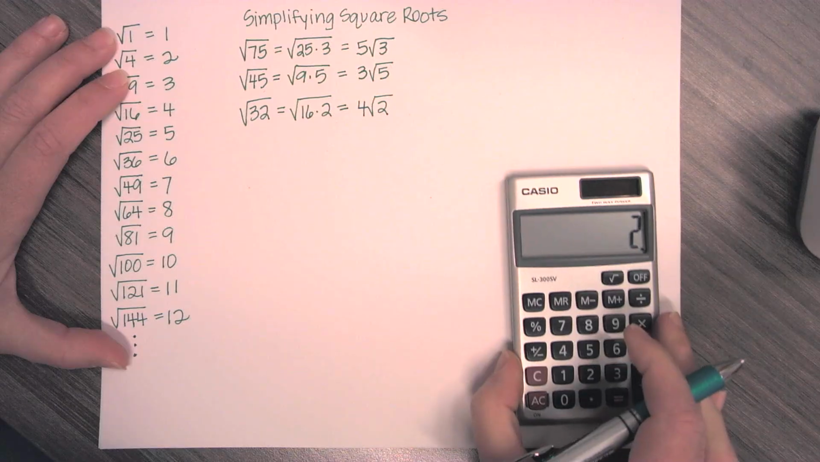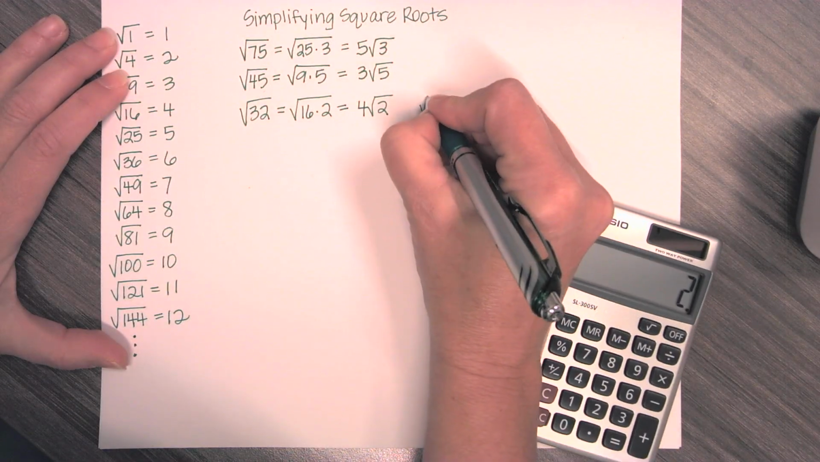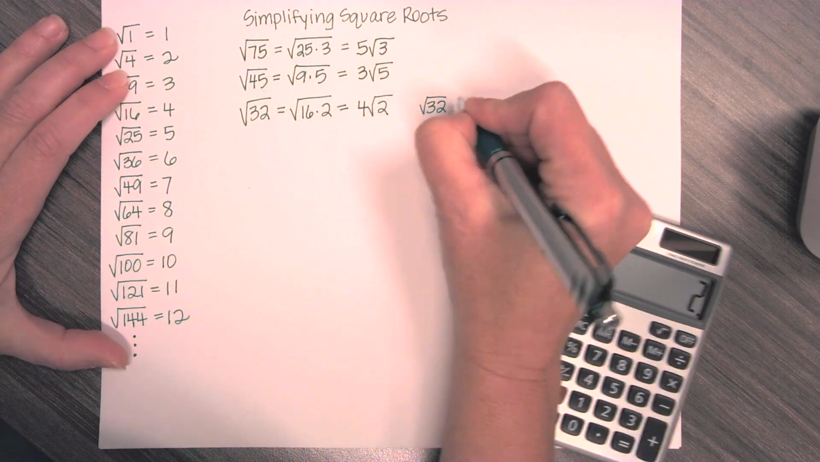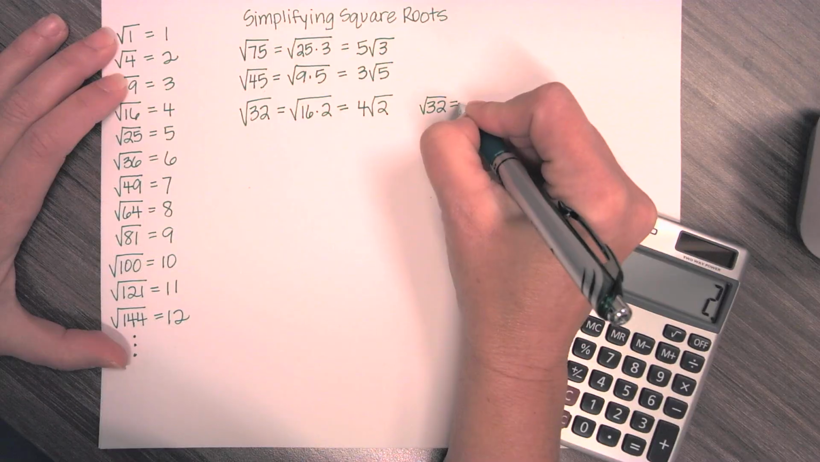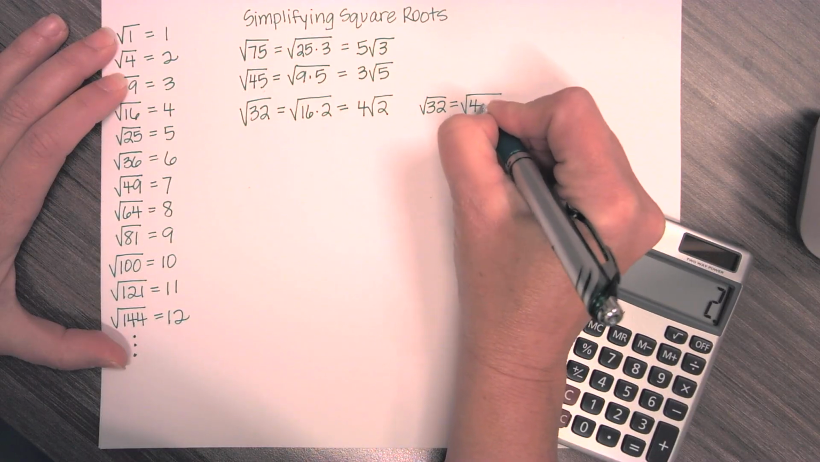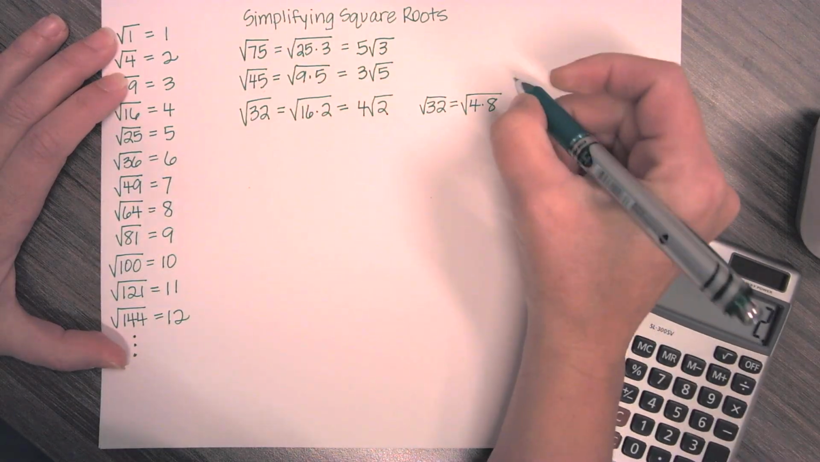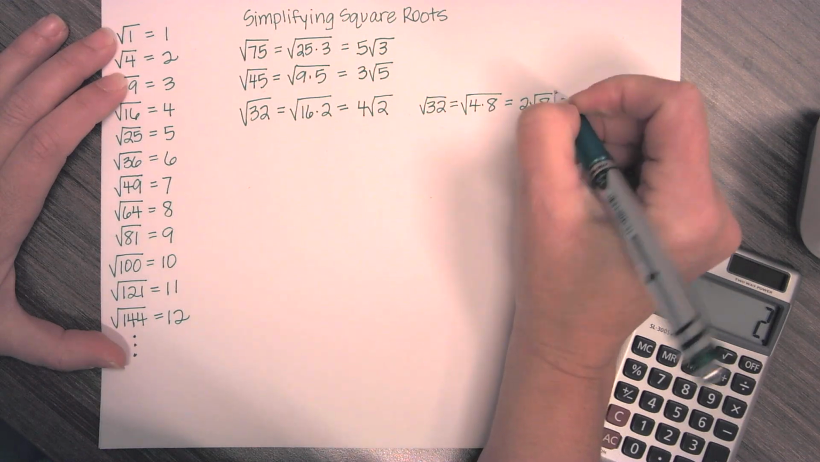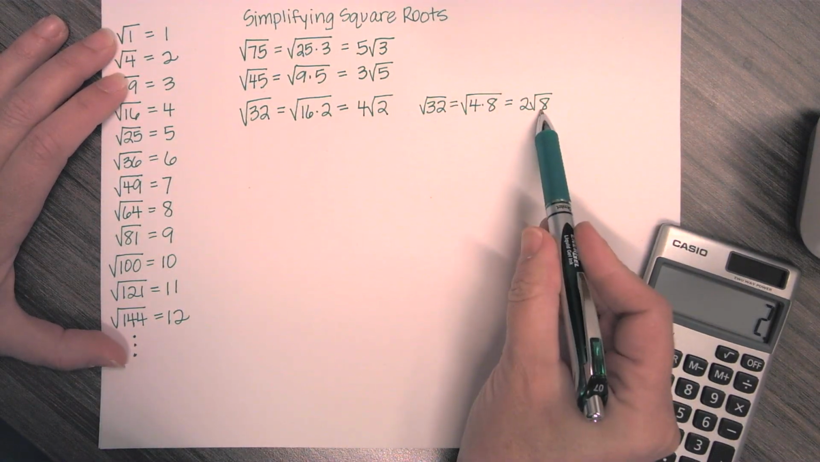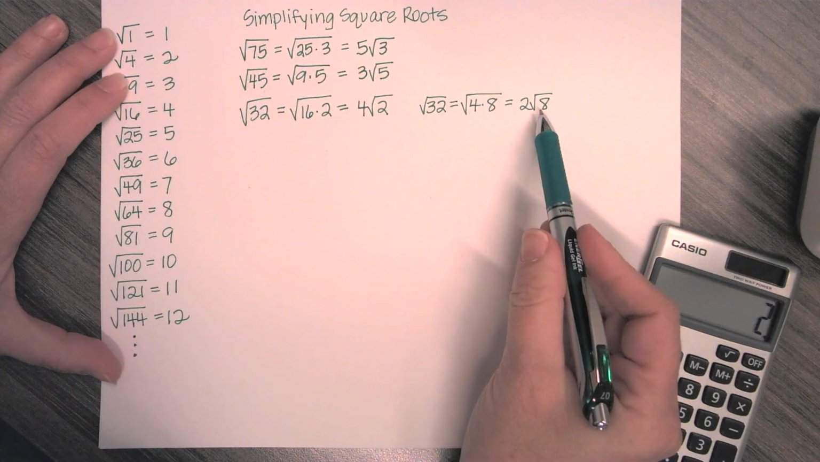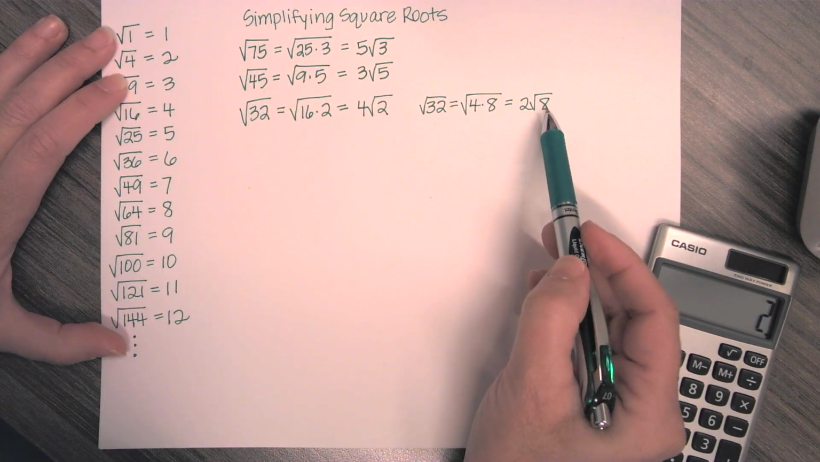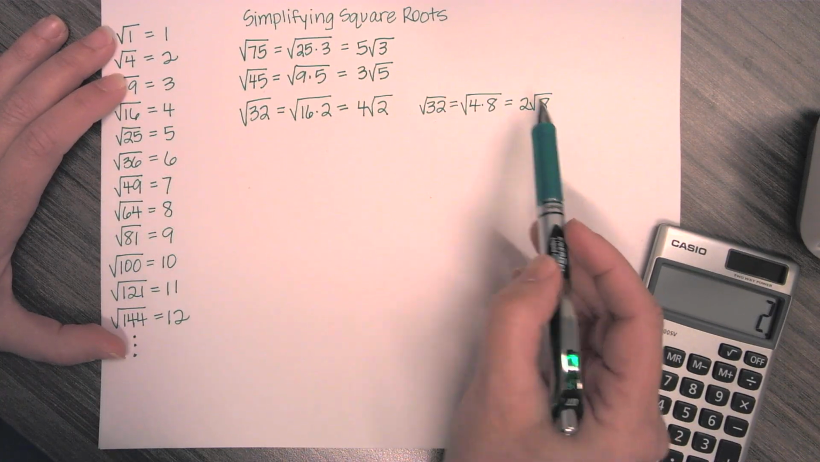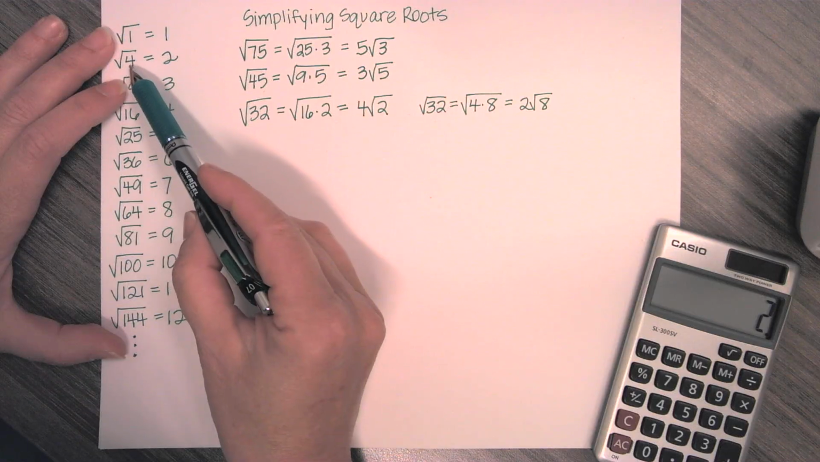Now, out here I'll show you what would have happened if we had picked 4. 4 goes into 32 8 times. All right, then we would have gotten 2 square root of 8. Now, this has been simplified, but it's not in simplest form. And the reason I know that is because 8 has another perfect square that'll go into it, 4.